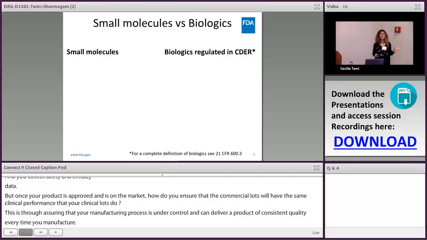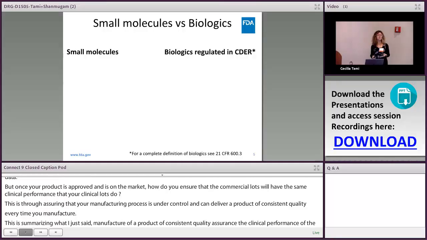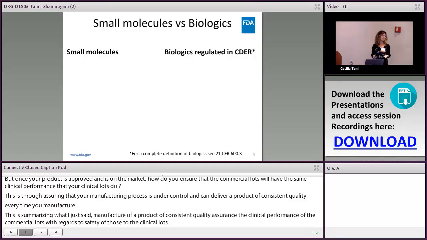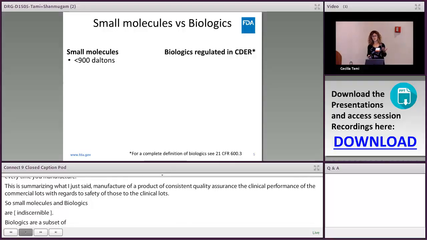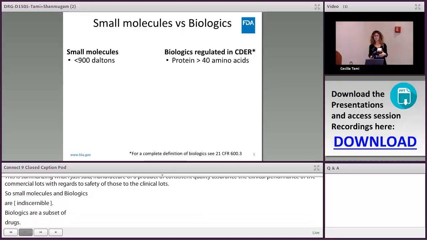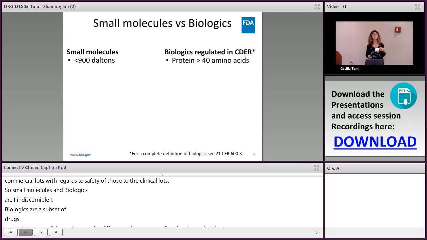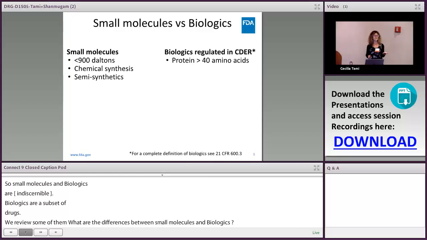So both small molecules and biologics are drugs because they are used for the treatment, cure, and prevention of diseases in humans. Biologics are a subset of drugs. At CDER, we regulate or review some of them. Some others are at CBER. So what are the differences between small molecules and biologics? The most obvious one is the size. Small molecules are small, and biologics are generally proteins bigger than 40 amino acids.